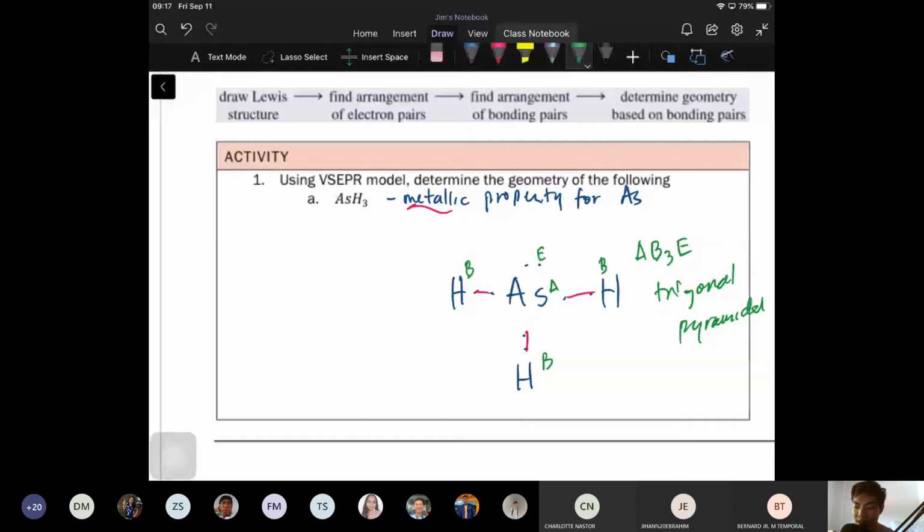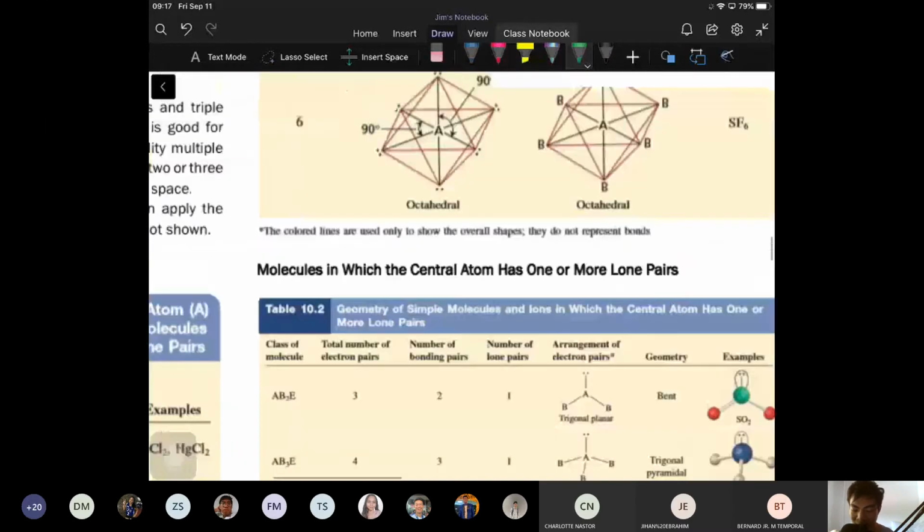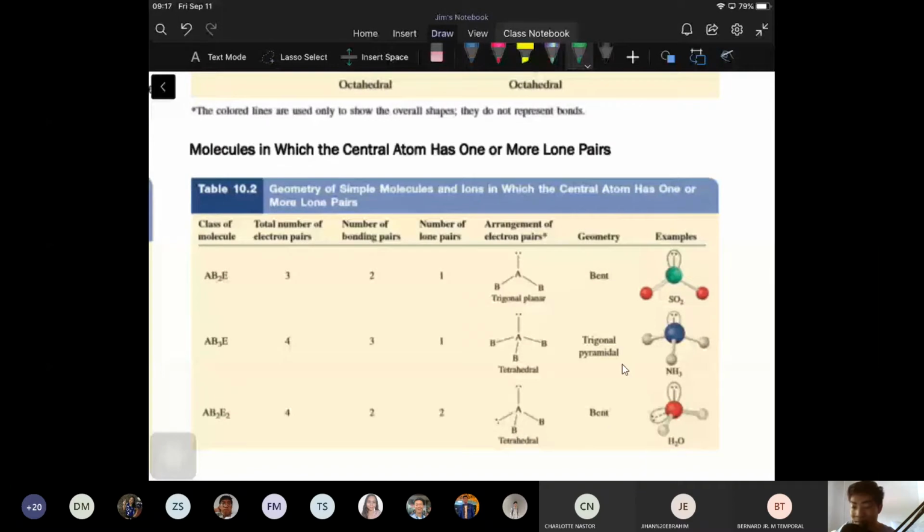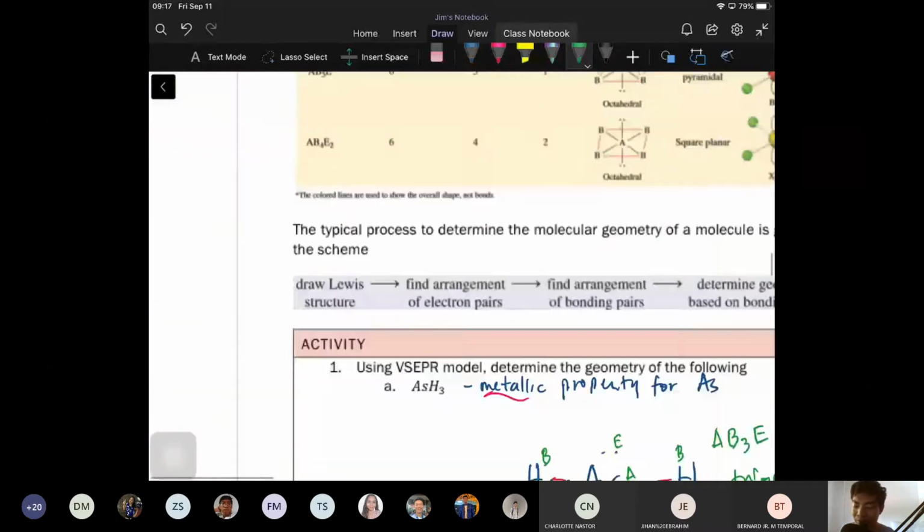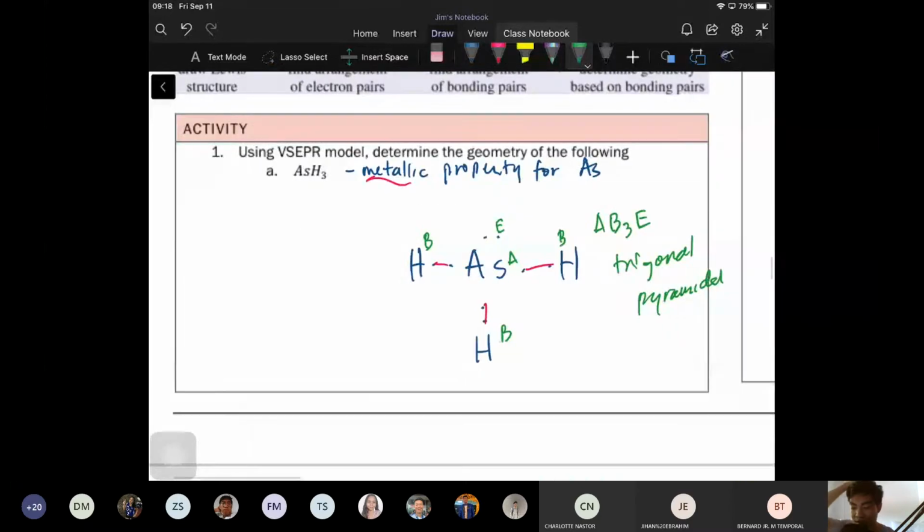Pag hindi para kabisado, tingin na lang kayo dito, AB3E. Ayan, trigonal pyramidal, na. So, ganun. So, more on memorization. To draw the final structure, ilalagay mo siya in certain shapes na. So sa trigonal pyramidal, your lone pair is on the top. So nasa taas yung lone pair. Yung 3 atoms mo, yung terminal atoms mo, magiging stand yan ng microphone. So nasa baba lang sila. Yan, so that's the final structure.